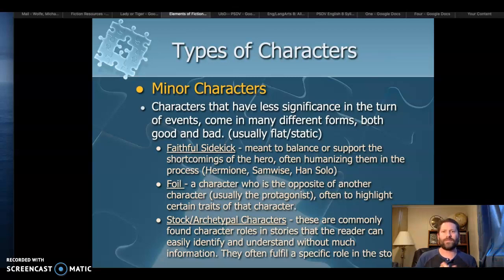That doesn't always make for a very interesting story when the main character has to do everything on their own. It helps to see that they do get help, because we all do need help, right? So the faithful sidekick performs some of that role. And then there's the foil character.